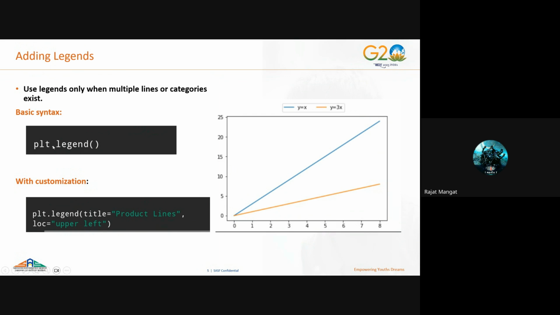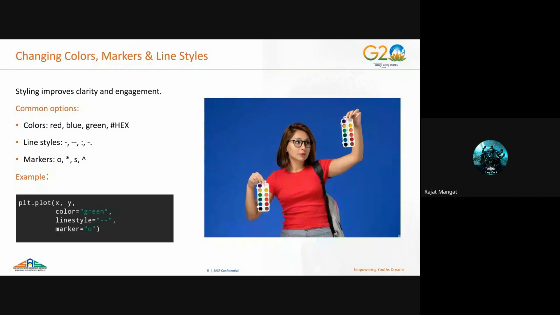So simple syntax, plt.legend, we have to use it like this. plt.legend, title equal to product lines, location equal to upper left. This is the location which defines where this legend box should appear, here or somewhere else on your visualization. It's up to you. So we will see it with one more thing. Let's move to the next slide.